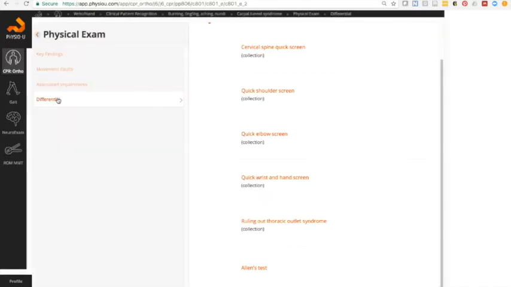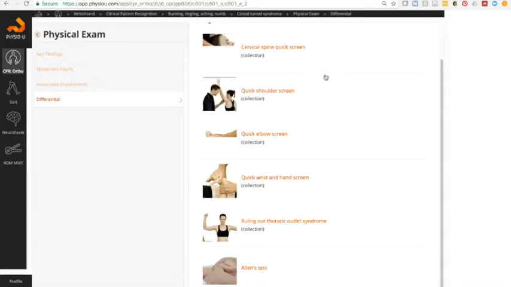When you look at the differential diagnosis, you should obviously clear out the cervical spine. You should potentially clear the upper quadrant, so you have some quick tests that you can do for the elbow, the shoulder, and then you really want to rule out thoracic outlet syndrome, which could also lead to paresthesias in the wrist and hand and into the arm. And then Allen's test can be used to assess for blood flow conditions that might be mimicking these symptoms or the cause of these symptoms.